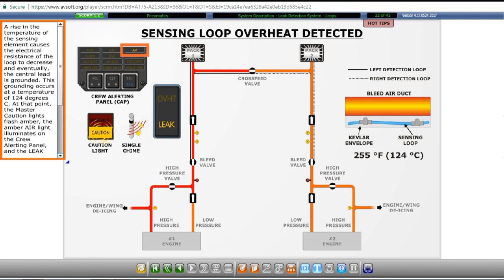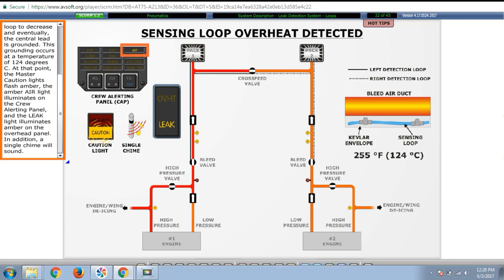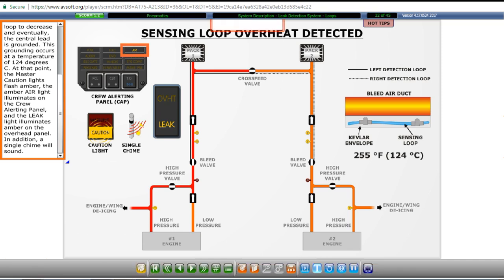A rise in the temperature of the sensing element causes the electrical resistance of the loop to decrease, and eventually the central lead is grounded. This grounding occurs at a temperature of 124 degrees Celsius. At that point, the master caution lights flash amber, the amber air light illuminates on the crew alerting panel, and the fault and leak lights illuminate amber on the overhead panel. In addition, a single chime will sound.